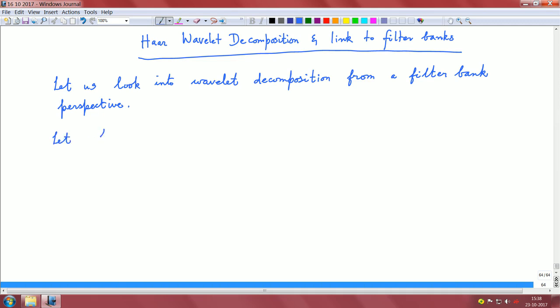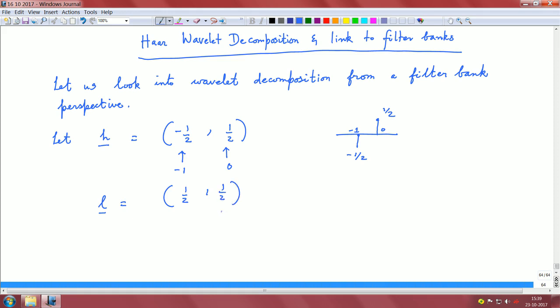Let H be this vector which is minus half and plus half. So, I say this index is minus 1, this index is 0. Now, we can think about it as 1/2 at time index 0, and at time index minus 1 it is minus half, and let L be 1/2, 1/2, this is index 0, index minus 1.